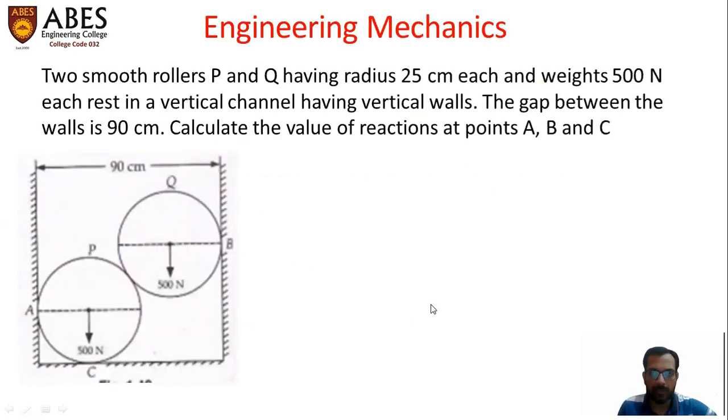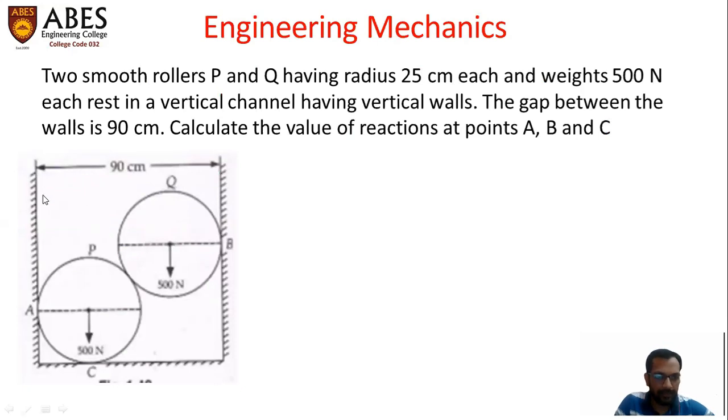So students, this is the problem which we are going to discuss here. Two smooth rollers, P and Q, having radius of 25 centimeter each and weights 500 newtons each, rest in a vertical channel having vertical walls. The gap between the walls is 90 centimeter. Calculate the value of reactions at points A, B, and C.